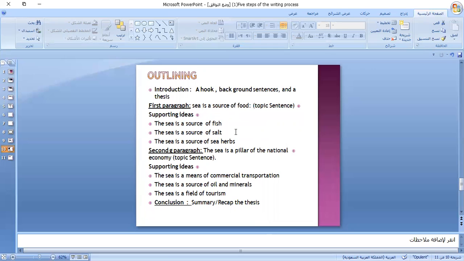So the first paragraph, the sea is a source of food. Topic sentence, supporting ideas: the sea is a source of fish, the sea is a source of salt, and the sea is a source of herbs. So they are the same ideas. We classified them in the clustering phase. Okay, second paragraph, the sea is a pillar of the national economy. This is a topic sentence. Supporting ideas: the sea is a means of commercial transportation. The sea is a source of oil and minerals. The sea is a field of tourism, which are all supporting the main idea.